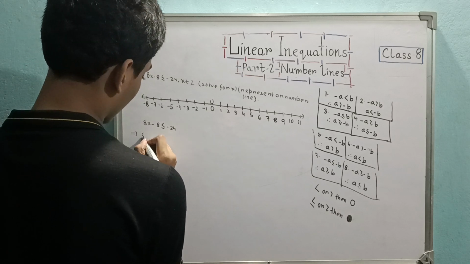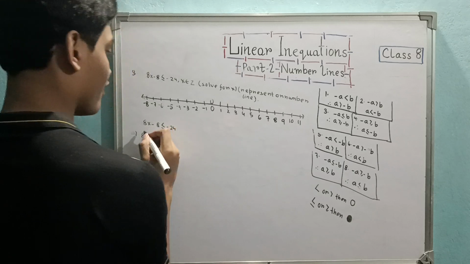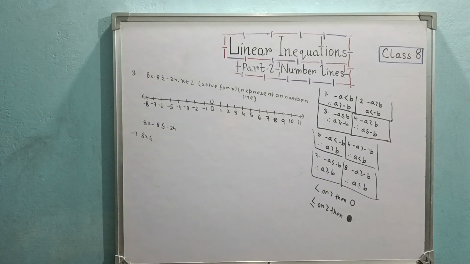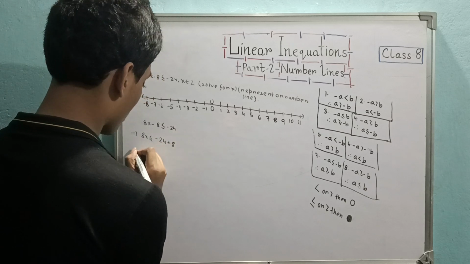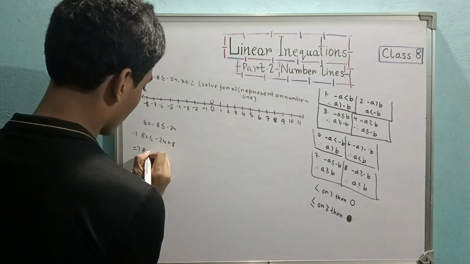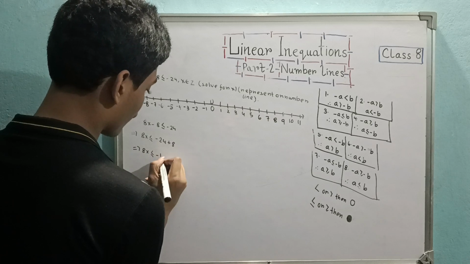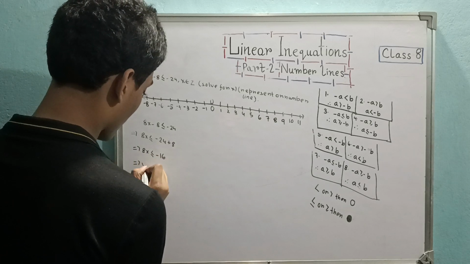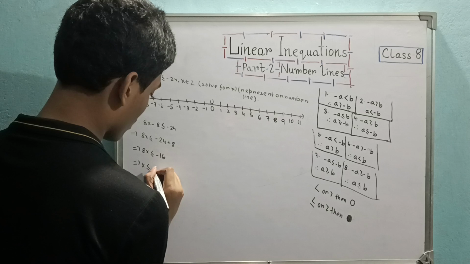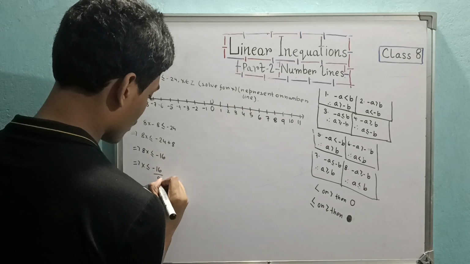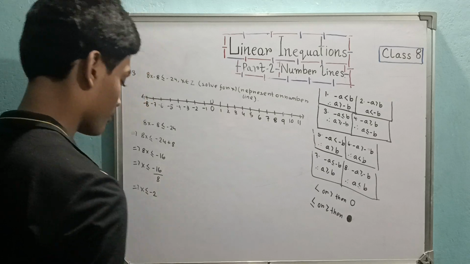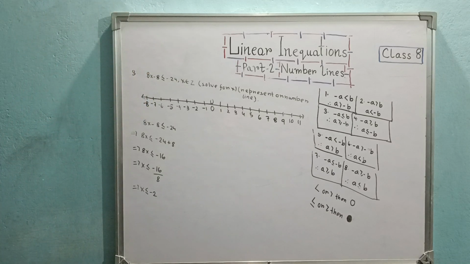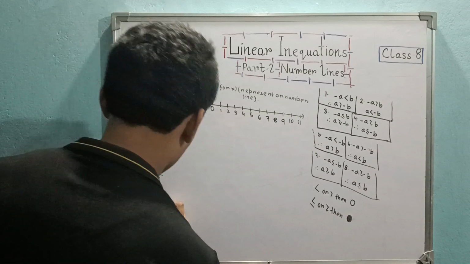Now 8x minus 8 less than or equal to minus 24, so 8x less than or equal to what? I shift this minus 8 to that side, it becomes plus 8. Minus 24 plus 8, so 8x less than or equal to minus 16, or x less than or equal to minus 16 by 8, or x less than or equal to minus 2. So that is the solution, and x belongs to Z.